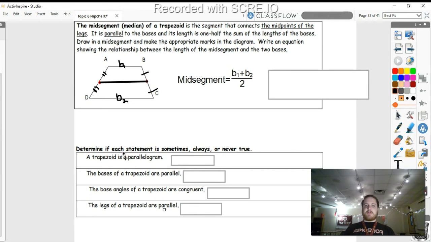So the answer to this question, is it sometimes true, always true, never true? This one is never true at all. It's not possible to have one set of parallel sides and two sets of parallel sides.